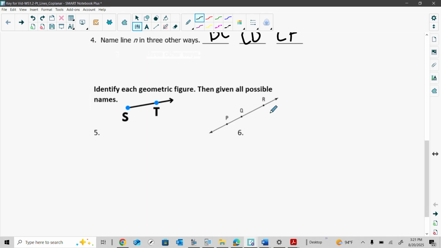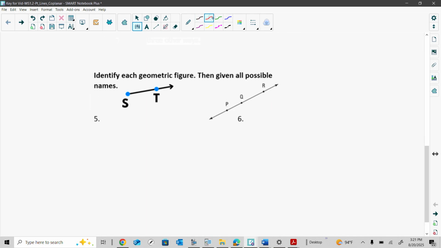Now here you had to identify the geometric figure. For number 5, the figure is this figure here, and that is a ray. And we name the ray with its endpoint first, which is S. So this would be capital ST, with the ray symbol over it.